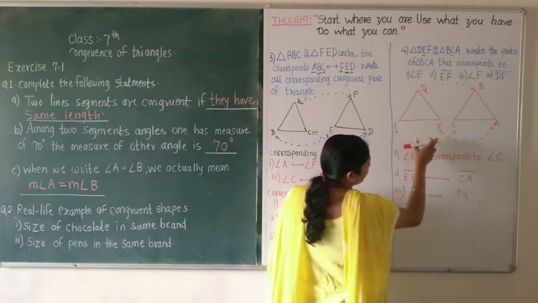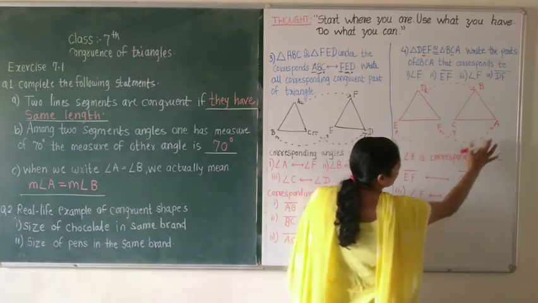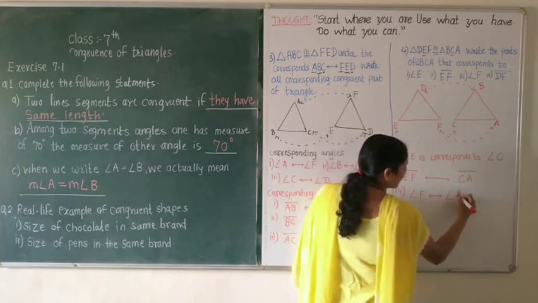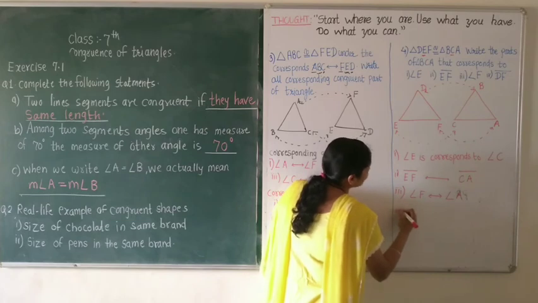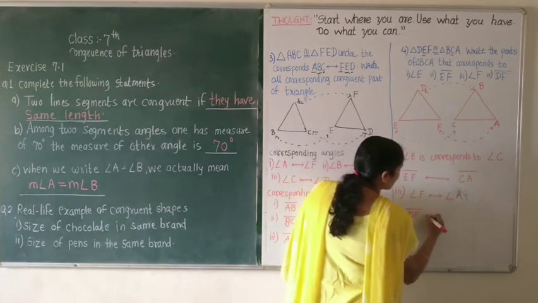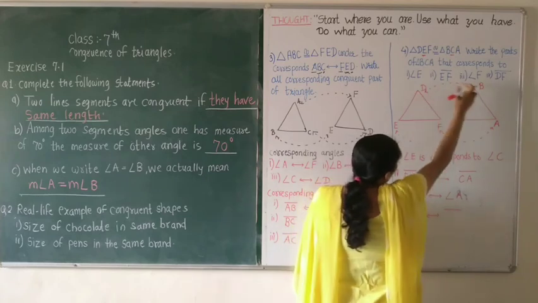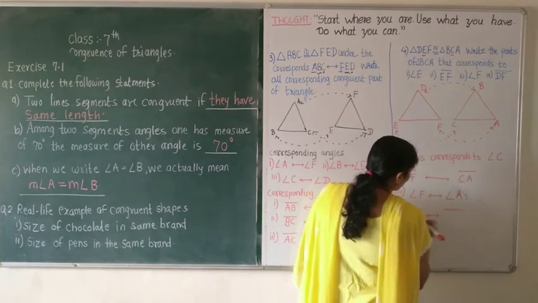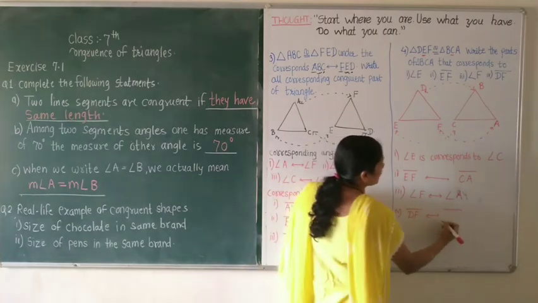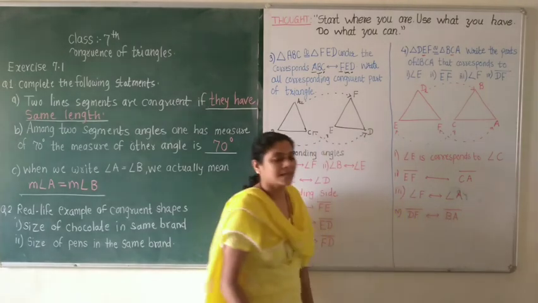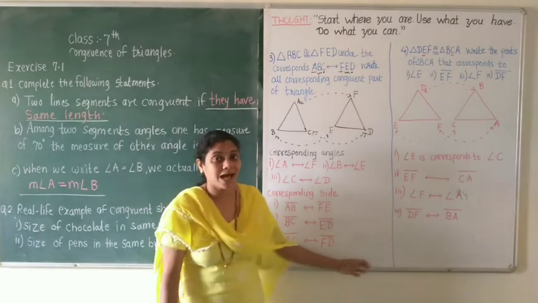Look here, with the help of the diagram you can see that F corresponds to A. So angle F corresponds to angle A. And the last one, segment DF: D corresponds to B and F corresponds to A. So segment DF corresponds to segment BA. So like that we can solve question number 3 and 4.